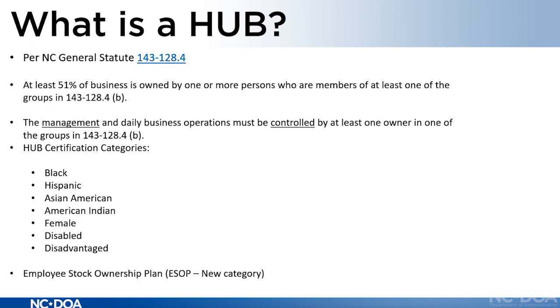So what are the hub certification categories? Those categories include the persons in the business or the ownership of the business must be Black, Hispanic, Asian American, American Indian, female, disabled, or disadvantaged. So 51% of the business must be owned by one of those persons in this particular category.